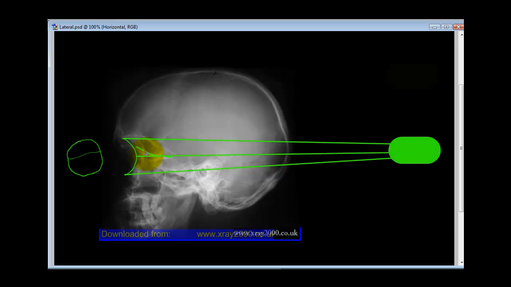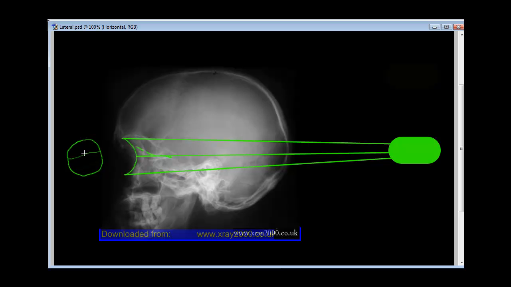I just want to show you right here. I'm just kind of drawing this little petrous ridge over here. This is what the orbit would look like. If I was going for a PA position, I would need to angle the tube up a little bit in order to throw those petrous ridges up.